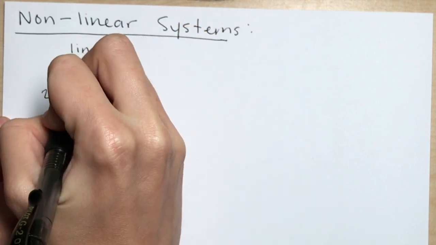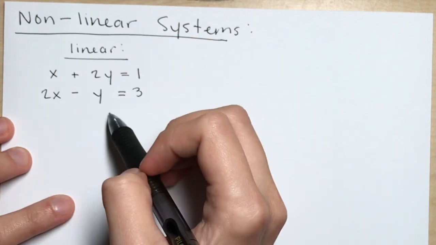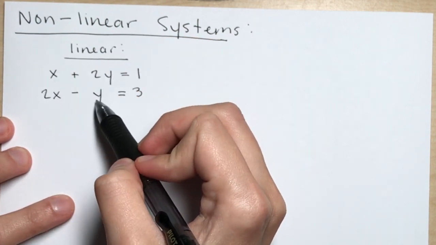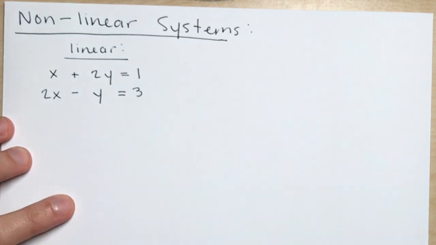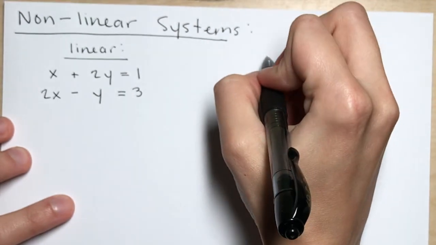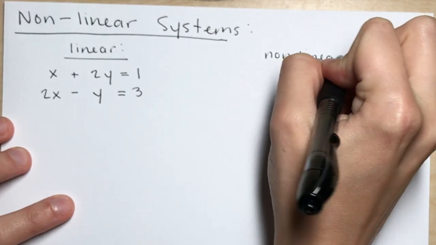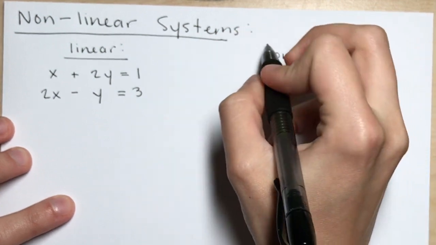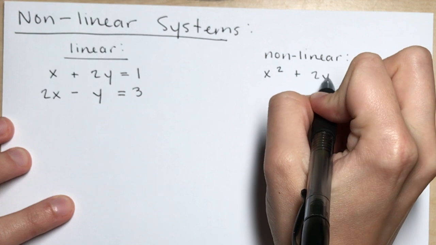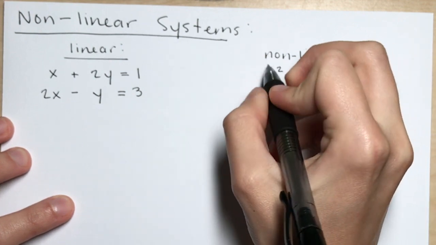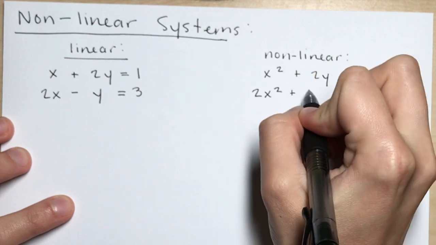Linear systems had multiple variables where the variables had coefficients and they were added and subtracted. Nonlinear systems are going to look very similar, but what is the difference here?